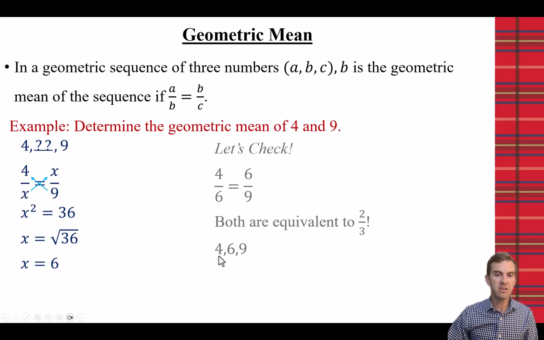And you're like, well, okay, what's that multiplying factor? Well, 4 times 3 halves gives me 6. 6 times 3 halves will give me 9. So it's a factor of 3 halves that gets me from one term to the next.